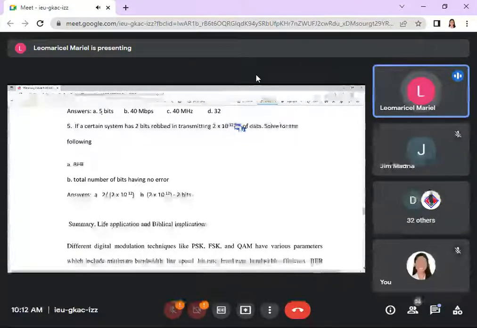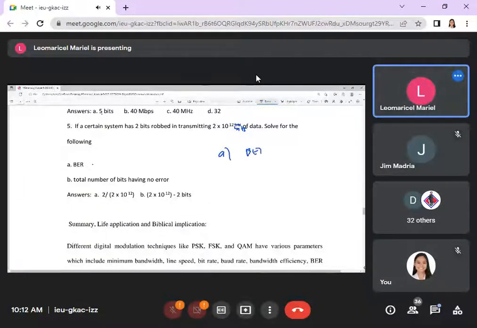So ano yung bit error rate? Ibig sabihin nun, ang bit error rate ko, letter A, bale, ilang bits ang nawawala? 2. Ilan yung tatransmit ko? 2 times 10 to the 12. So, yun yung bit error rate ko. Kaya, the answer will be 10 to the negative 12. Or 2 all over 2 times 10 to the 12. Or, pwede natin sabihin ito na 10 to the negative 12 ang bit error rate.